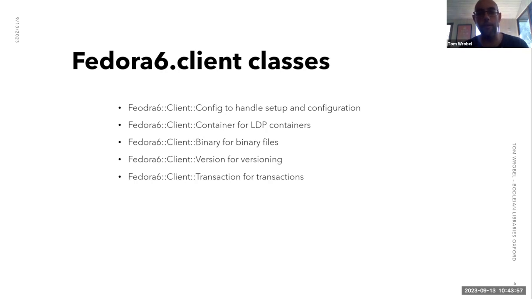I did this just for code's sake, but the basic structure follows the Fedora 6 API. If you're looking at the code, you have a configuration and then basic classes to handle the various entities that exist within the Fedora 6 API.